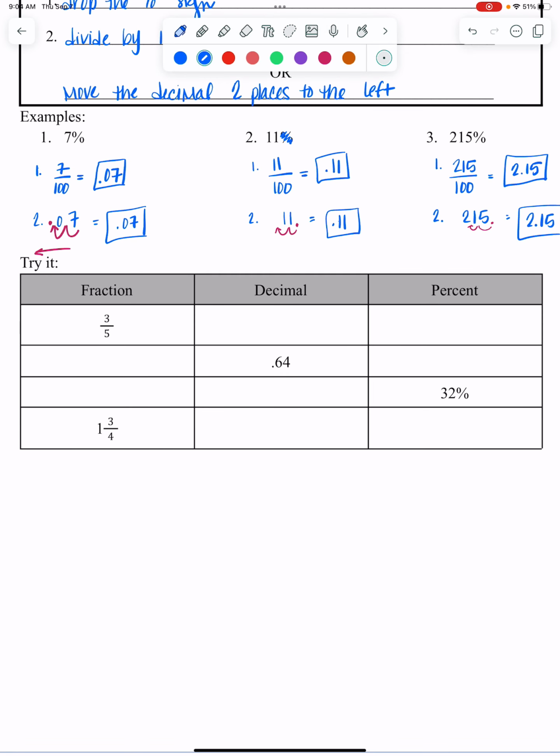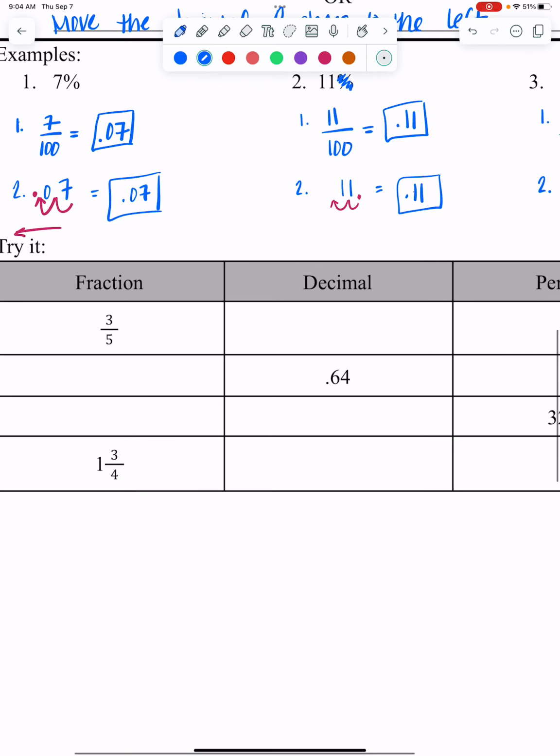Down at the bottom, you've got some practice. Here's a fraction, make the decimal and the percent. Here's the decimal, make the fraction and the percent. So we'll go through a few of these. We may not do them all. To go from a fraction to a decimal, all I have to do is divide. So if I do 3 divided by 5, I get 0.6.